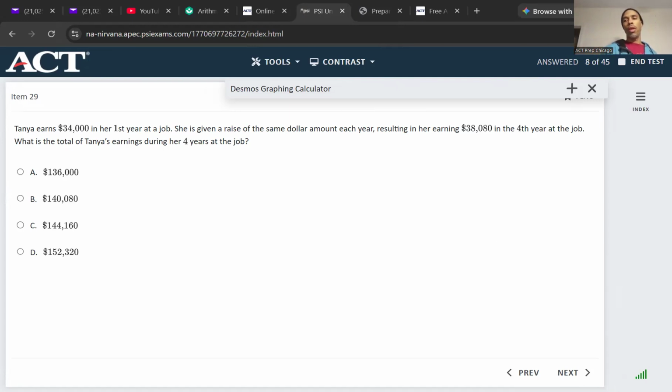If you know that formula, you can use it, but you don't even have to with this one because it's pretty simple. All right, so you get the difference between the two. So I'm going to do 38,080 minus 34,000, right? And so that's going to give me 4,080 after the fourth year. So how many differences is that? That's only going to be three differences, right? Because you go what?